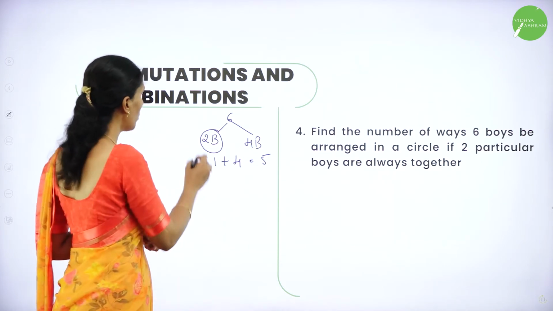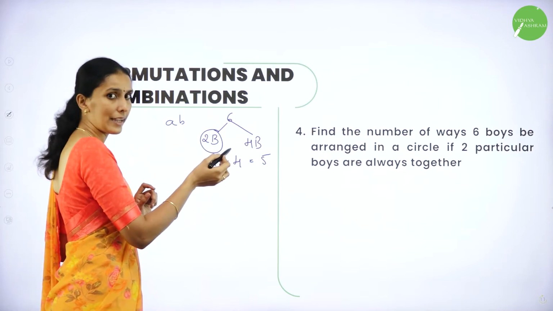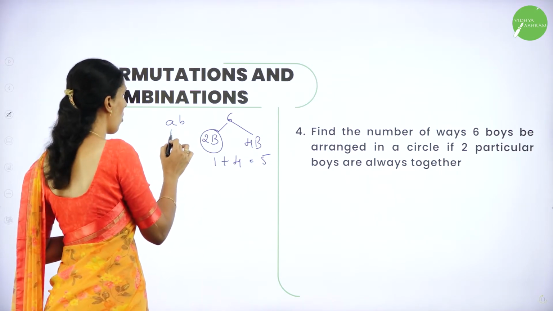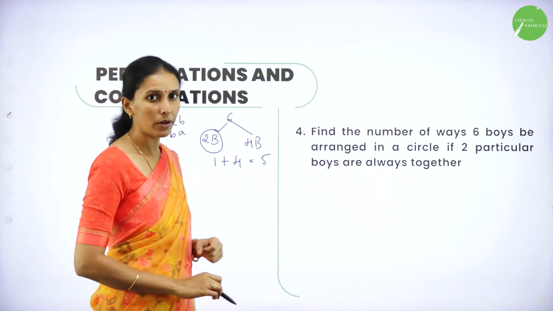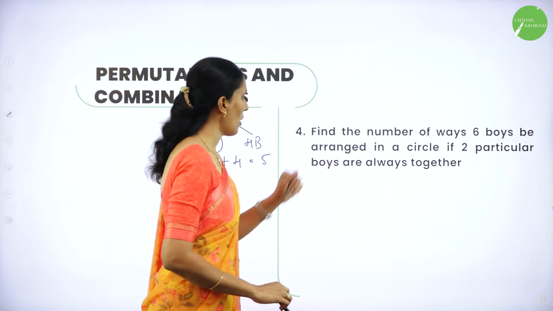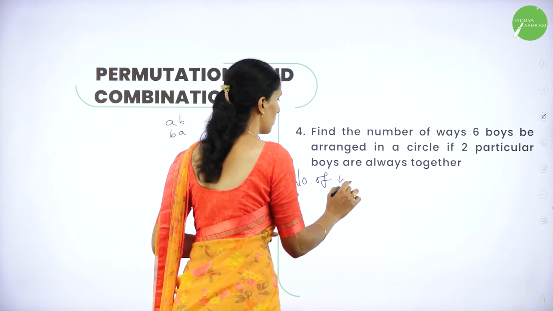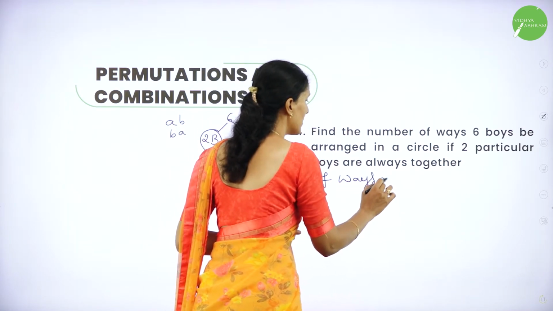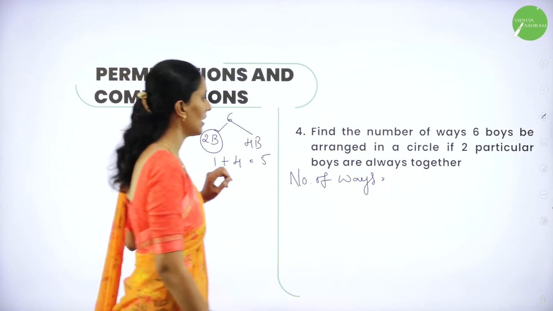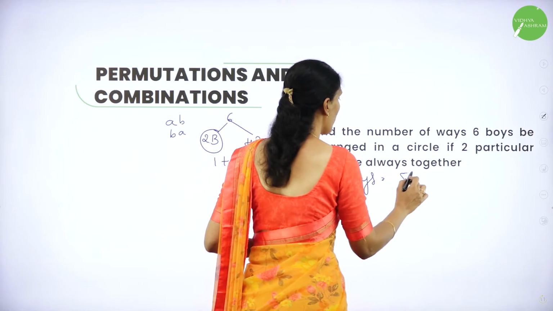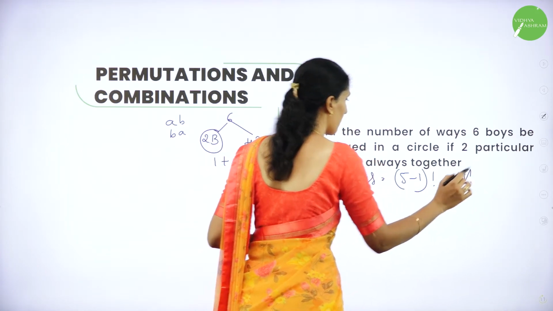And also, if A is 1 boy and B is 1 boy, they can be seated either in AB or in BA form. So therefore this is 2 factorial. Now let me count the total factorial. So here the number of ways for the unit to sit in a circle is 5 minus 1 factorial, which is 4 factorial.